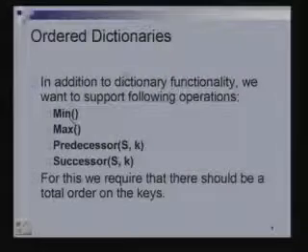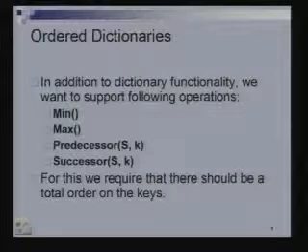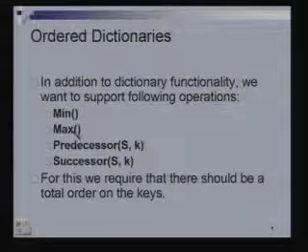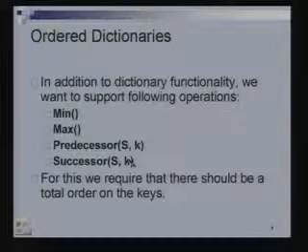It is essentially that you have the dictionary functionality. Recall, a dictionary had key-element pairs, and you use the key to insert an element, to search for an element, or to delete an element. Besides that, in an ordered dictionary, you have the notion of the minimum, the element with the minimum key, the element with the maximum key, and the notion of a predecessor and a successor.